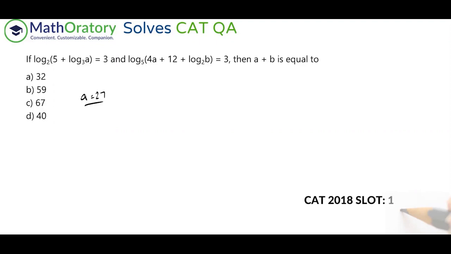Now coming to this part, 4 into 27 is 108, plus 12 is 120, and 5 cube is 125. So 125 minus 120 is 5, leading to B as 2 to the power 5. So B is 32. So this is all I did in the paper, giving us the answer as 59. If you are good at focusing on the point at which you are analyzing, this is a very easy problem. So let me show this to you once. I don't want to leave you at this stage.